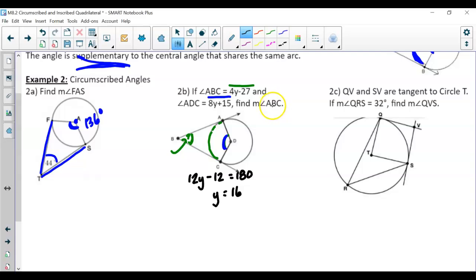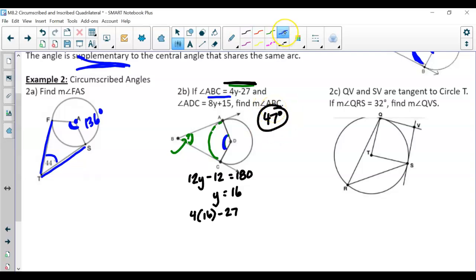Now I can find the measure of angle ABC by plugging back in. 4 times 16 minus 27. That's how you get the measure of angle ABC is 47 degrees.